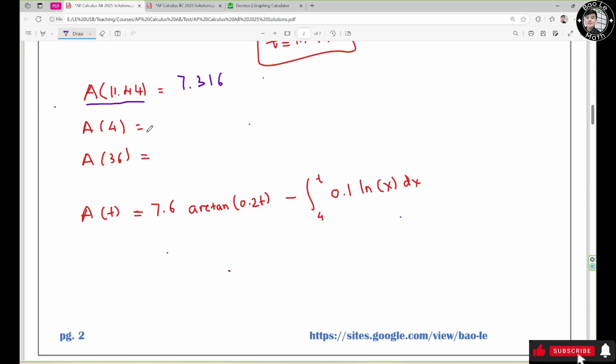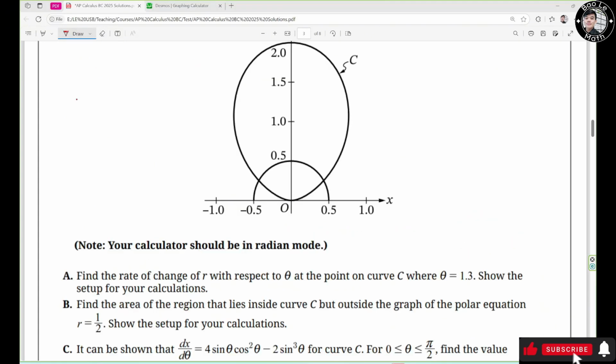7.316. Now you're going to do exactly the same thing for A of 4 and A of 36. So A of 4 you will get 5.128, and A of 36 you will get 1.743. The final answer must be this one right here, right? So you need to conclude that at time t equals 11.44 weeks, A attains the maximum value, 7.316 acres.